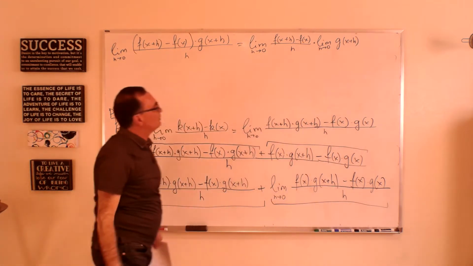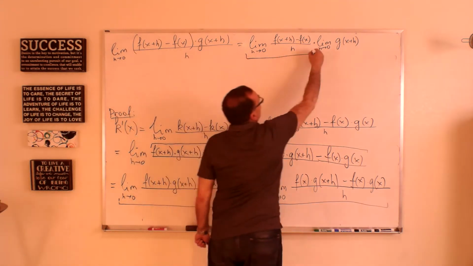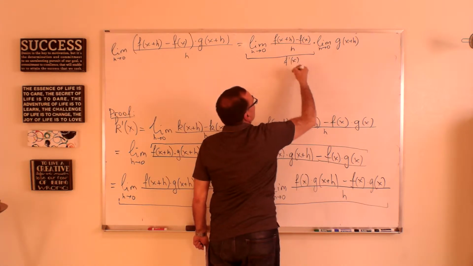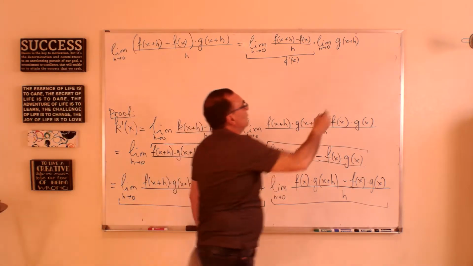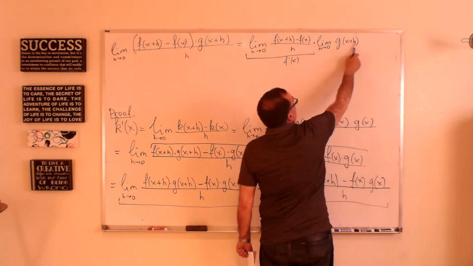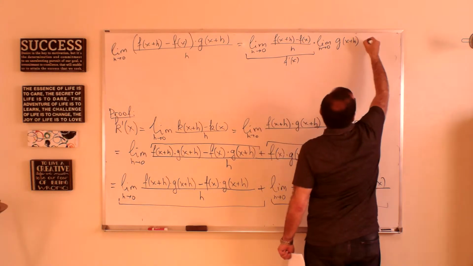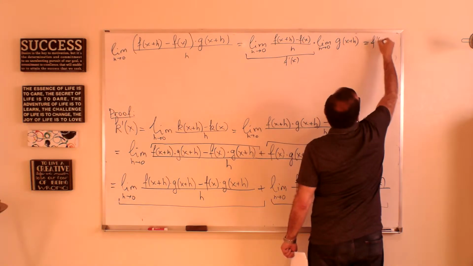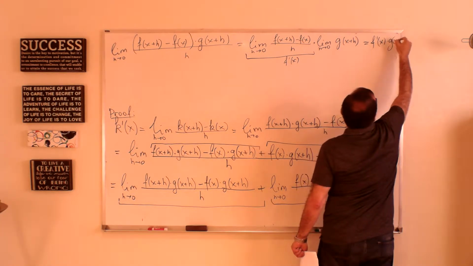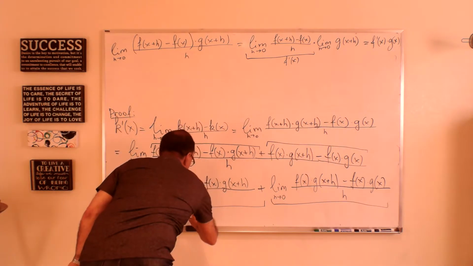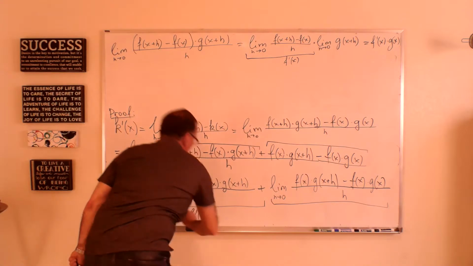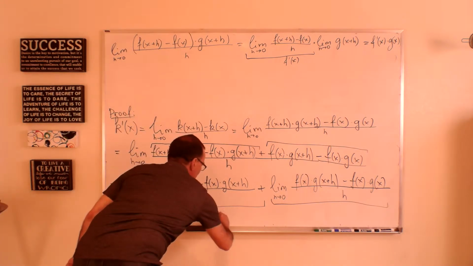Now the first limit is precisely the definition of the derivative f prime of x. And the second limit, when h approaches 0, x plus h becomes x plus 0, and so altogether it becomes g of x. So that's how the first limit equals f prime of x times g of x.